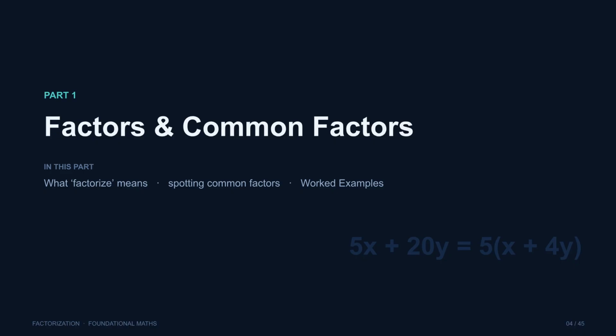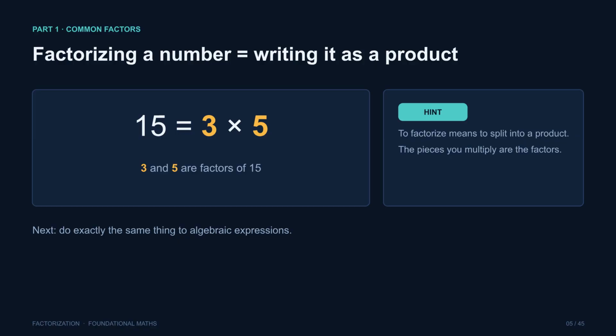We will start with basic numbers, then apply that same logic to algebra, finding what all terms share and writing that common factor outside a bracket. A quick recall from arithmetic: a number is factorized when it is written as a product. For instance, 15 equals 3 times 5, so 3 and 5 are factors of 15.